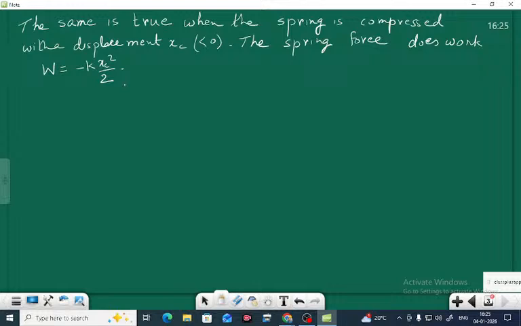While the external force F does work plus k xc square by 2, because both the external force and displacement are in the same direction.